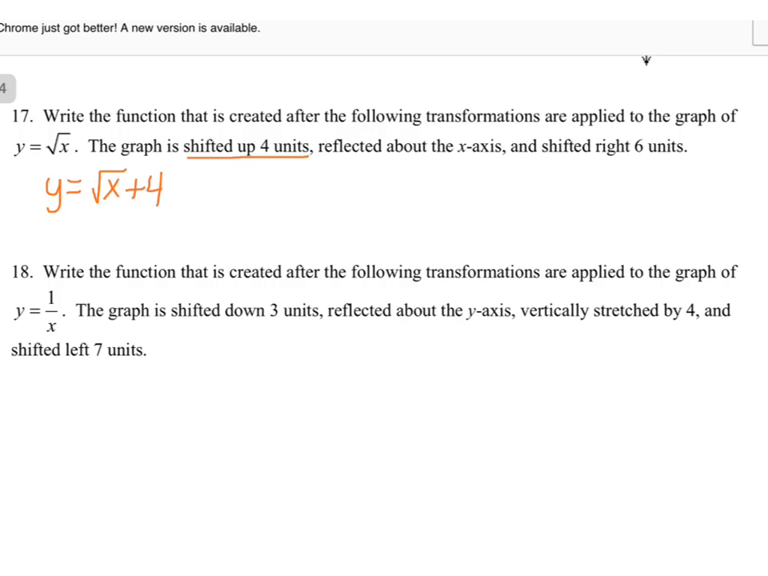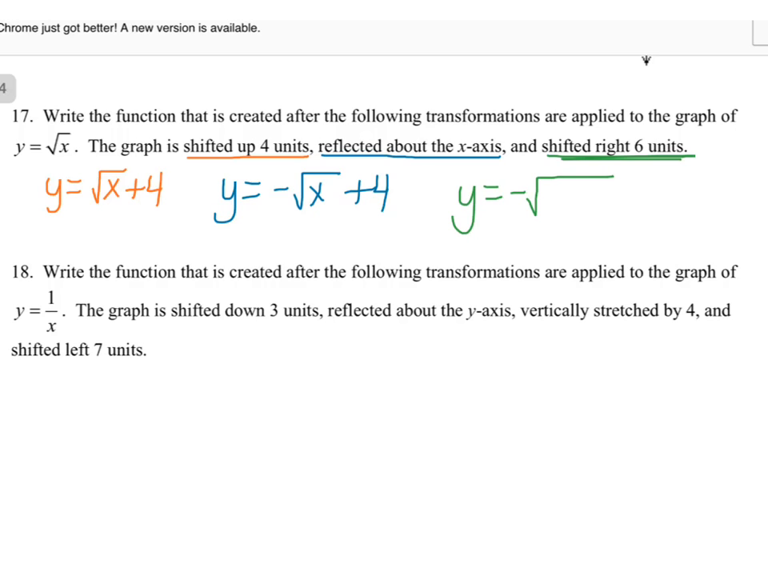Reflected about the x-axis, what that's going to do is put a negative on the outside of the square root sign, and then put a plus 4 on the outside. Again, graph it to check. And then the last one, shifted to the right 6 units. If you have y equals, that negative is still up front. To the right is going to put an x minus 6 underneath the radical, and a plus 4 on the outside. So all of those together, that would be your function.